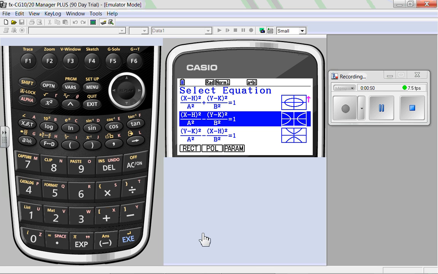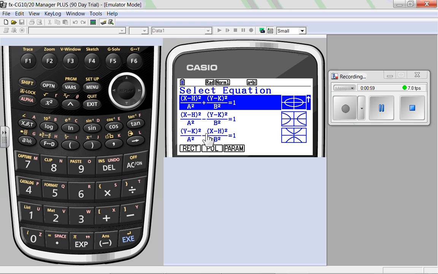Which way does it open? Opens in the x direction. X is the positive minus the y. If y is a positive, opens in the y. There's my ellipse. General form of a circle.